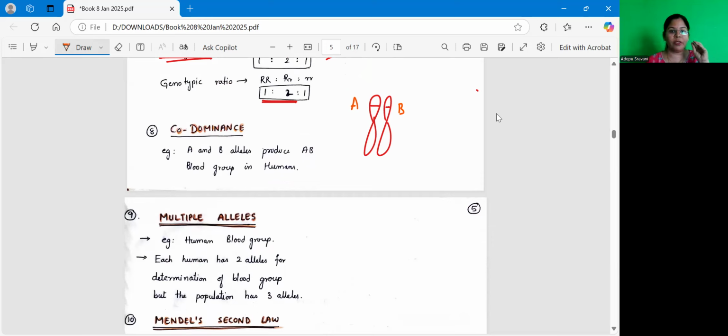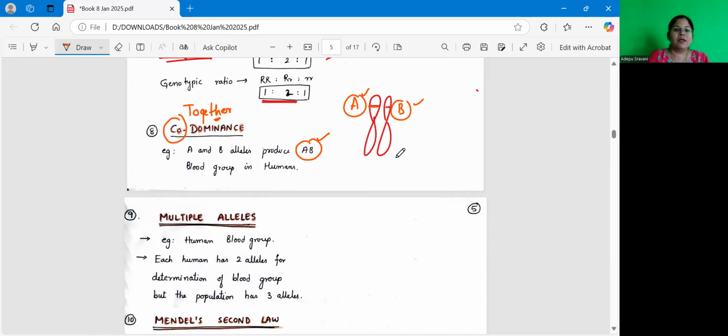Out of all four, the AB blood group in humans will represent codominance, because here one chromosome will have the A allele, the other will have the B allele, and both of them are dominant over each other. So both of them will be expressed there. Clear? And that is called codominant. That means co is what? Together. Together they will be dominating. Clear? So these are the two exceptions for the law of dominance.